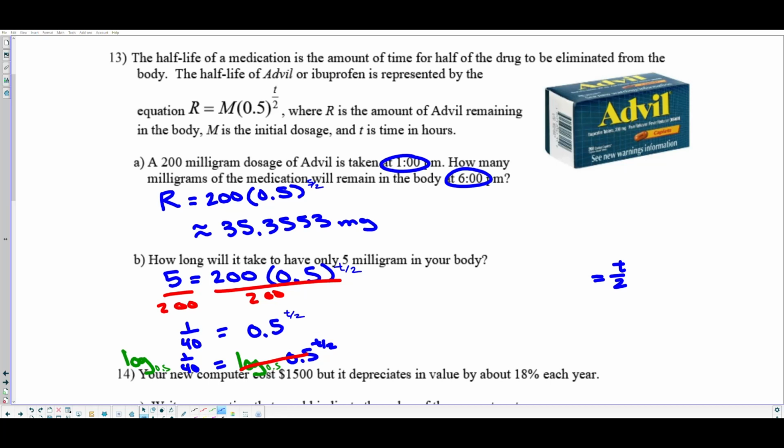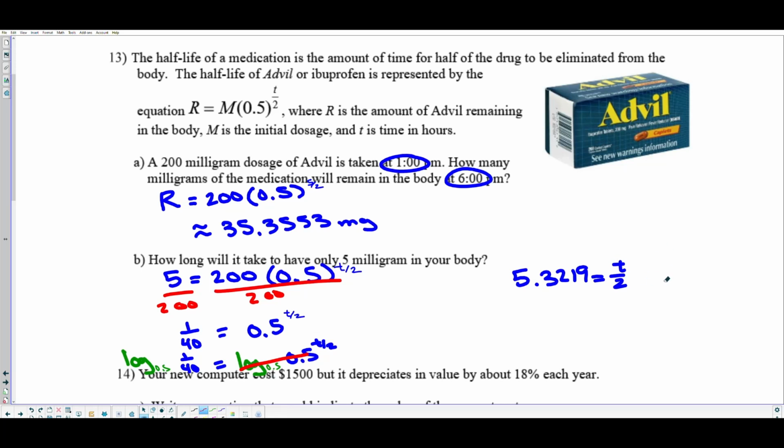That gets me 5.321. Right? So you're thinking, well, wait, we're not quite done, right? So let's see. Log of 1/40th divided by log of 0.5. Okay, so that gets me 5.3219. Okay, still going down 4 decimal places.